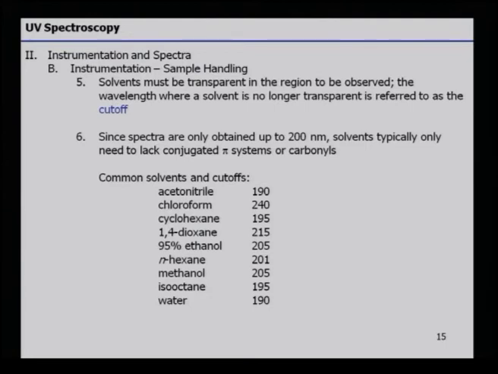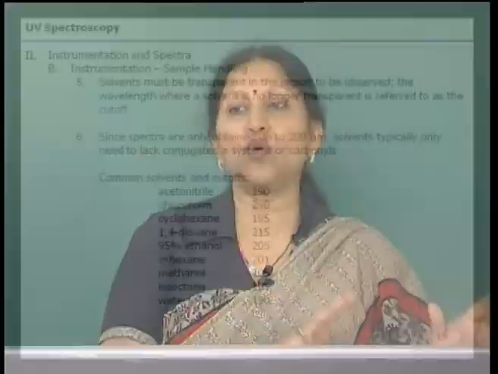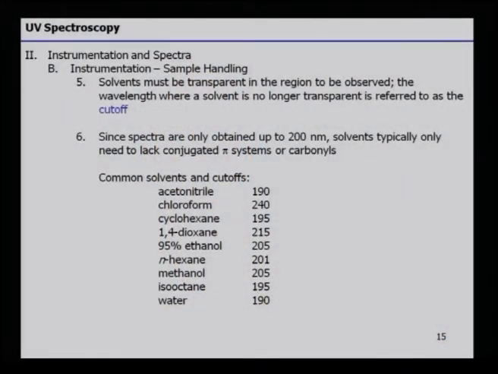So, solvents must be used whose cutoff is far below 200 so that they do not interfere, that is acetonitrile, which is 190, chloroform, which is just 240, and so on. You will see that cyclohexane, 1,4-dioxane, and ethanol are all in the region between 190 and a maximum of 240, but chloroform is not one of the solvents of choice. Even water is 190, so one can use water as the solvent for analyzing a UV spectrum.